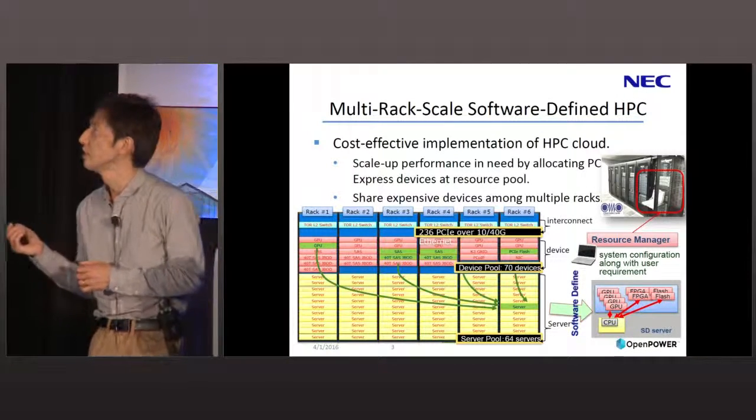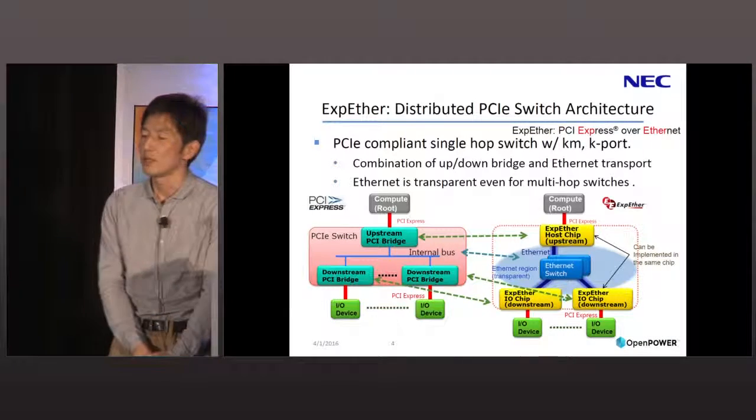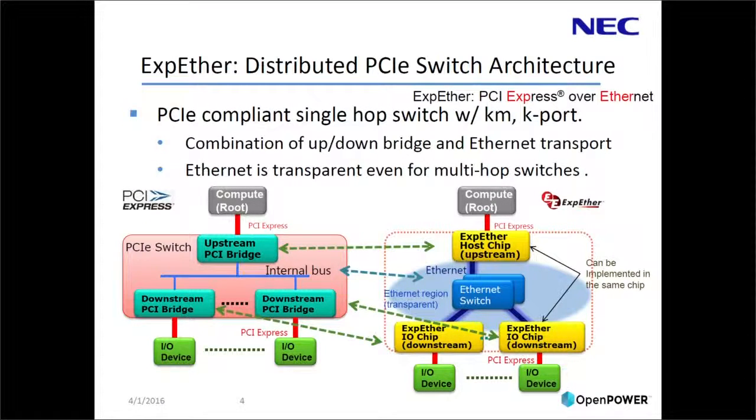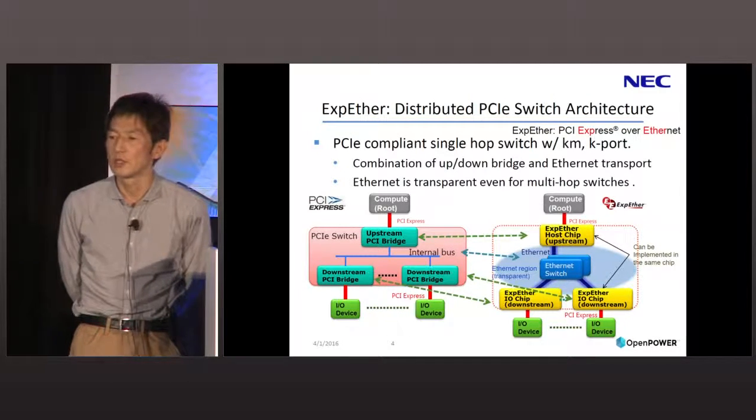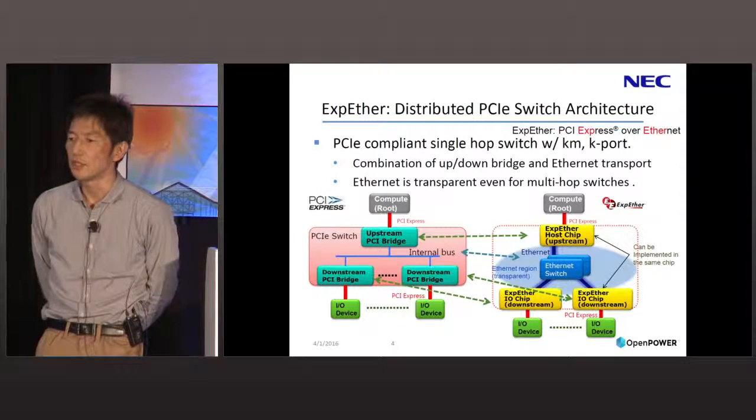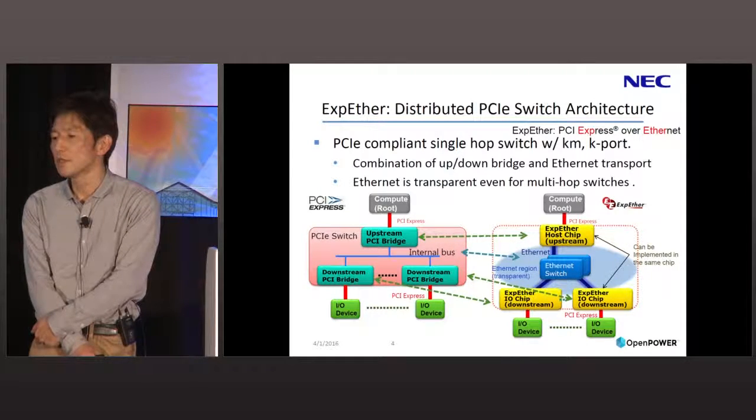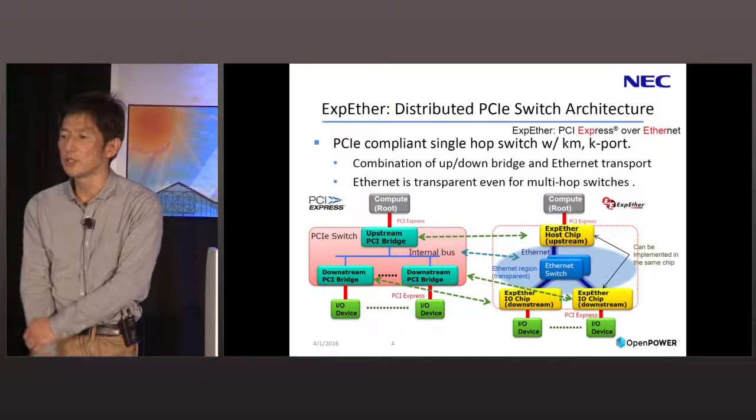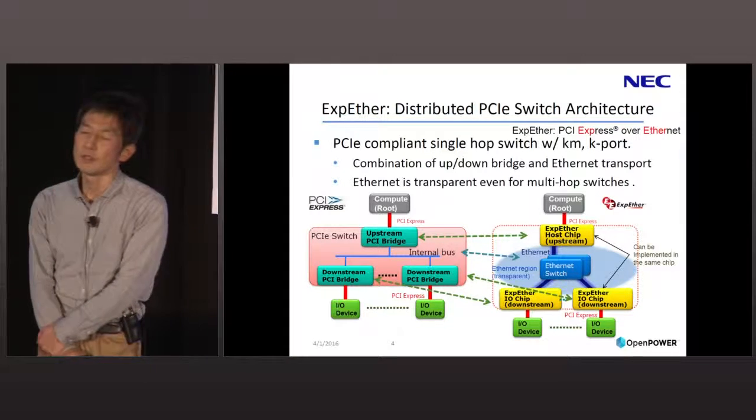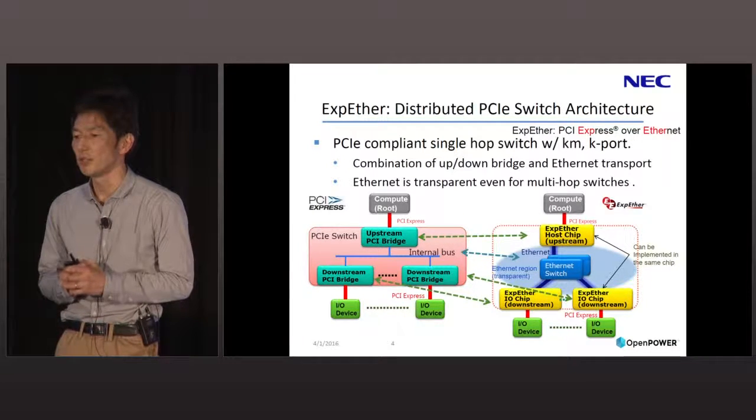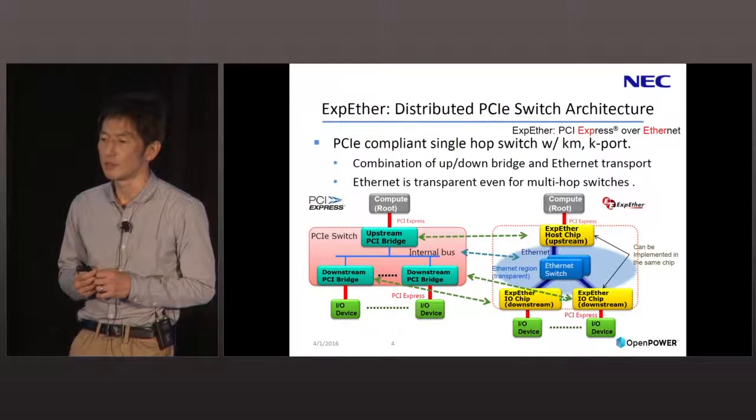To make the resource disaggregated system, the most important technology is the interconnect fabric. We have developed ExpEther. ExpEther is PCI Express over Ethernet technology. I will explain 3 key features of ExpEther. The first one is distributed PCI Express switch architecture. With this architecture, we can make a standard PCI Express switch with a connection distance of a few kilometers and a port count of 1,000.